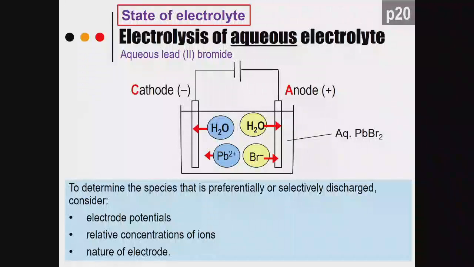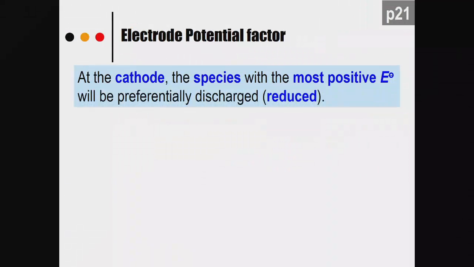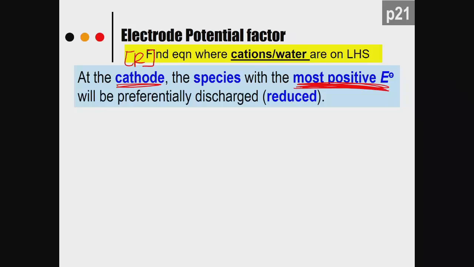which species is reduced or oxidized, I need to look at their electrode potential. Then you also need to consider the concentration of the species and the nature of the electrode. So let's look at the electrode potential first. Now, recall, if you are looking at the cathode, cathode is the electrode where reduction has occurred. So for reduction to occur, you must look for the species with the most positive E0 value. Okay, most positive means that you favor reduction.